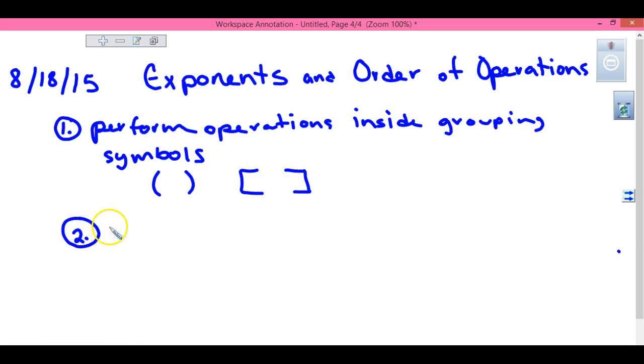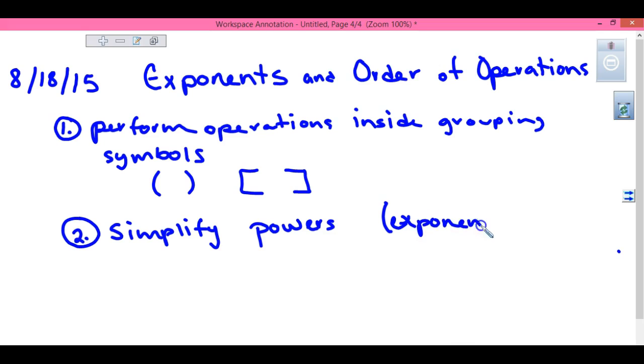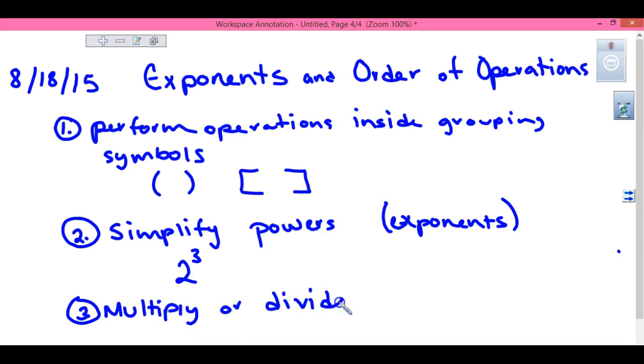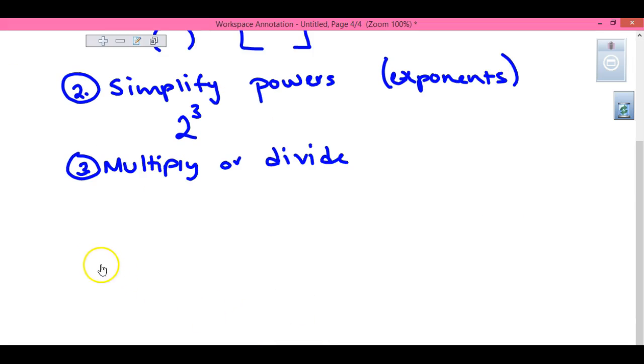Then we have to simplify powers. That means exponents. So for example, if we have the power 2 cubed, then we have to multiply or divide, whatever comes first in the problem from left to right, and finally add or subtract.